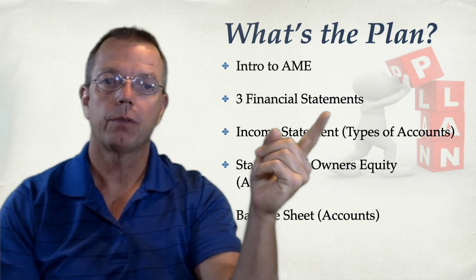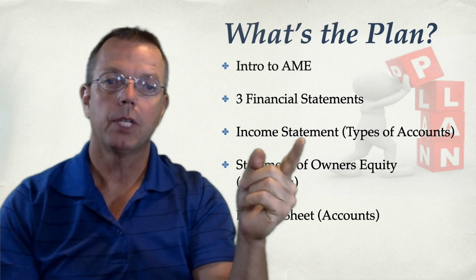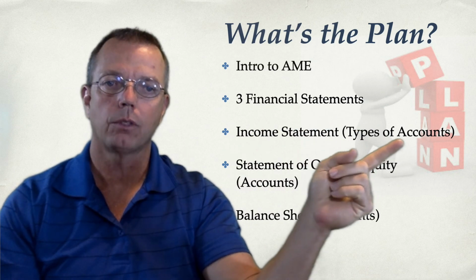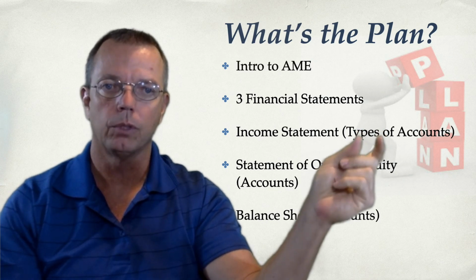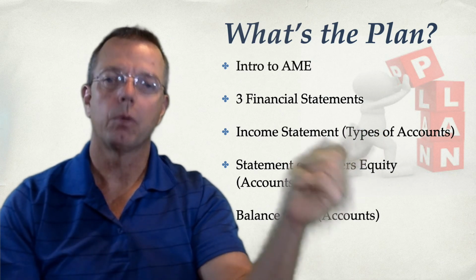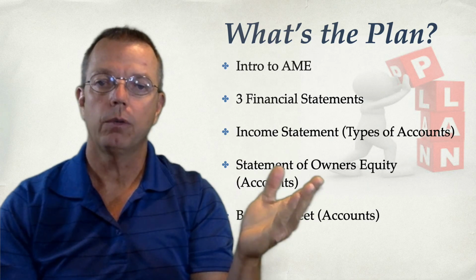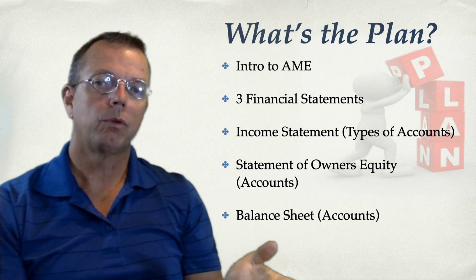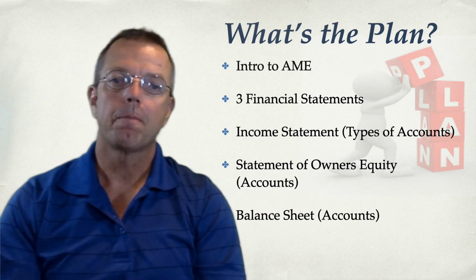We're going to go over the three financial statements, income statement being one, and then also we're going to go over the types of accounts, because this is the key. This is where it gets really confusing, right? Is knowing the accounts. And we'll go through that. We'll go through the statement of owner's equity, what that is, and then we're going to go through the balance sheet. Okay, so let's get into that.